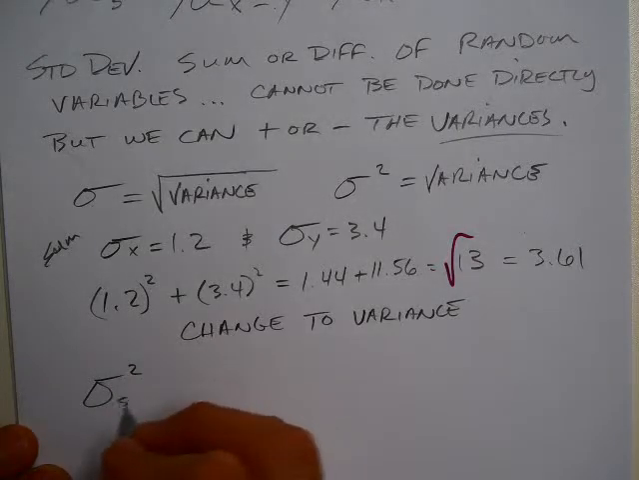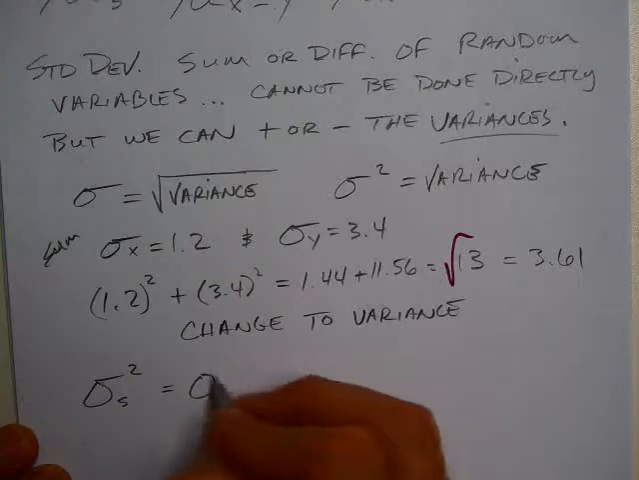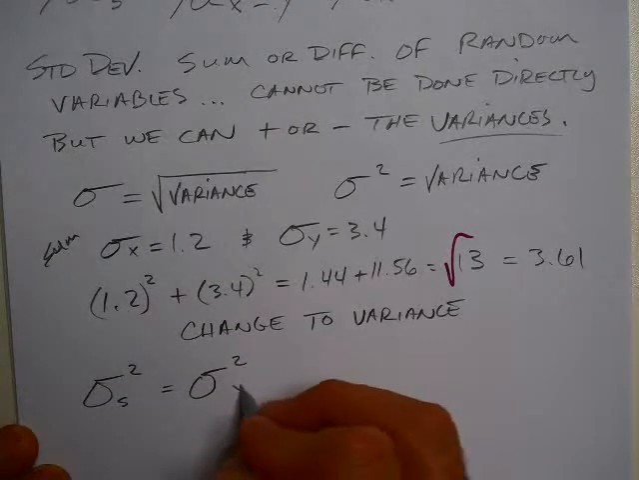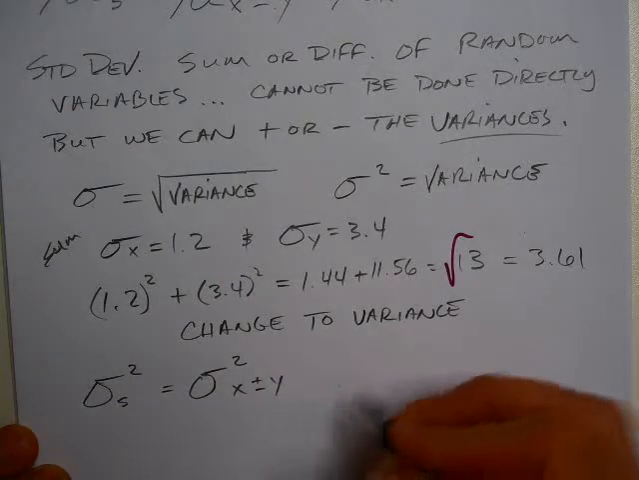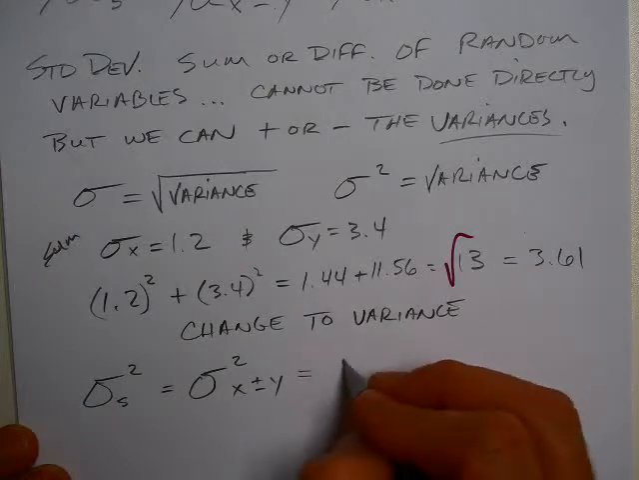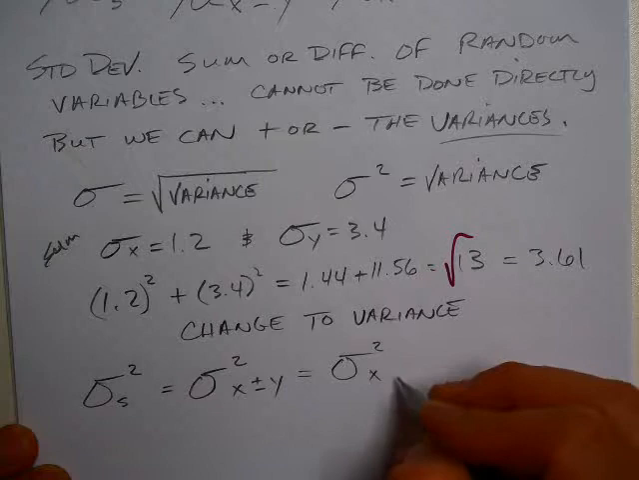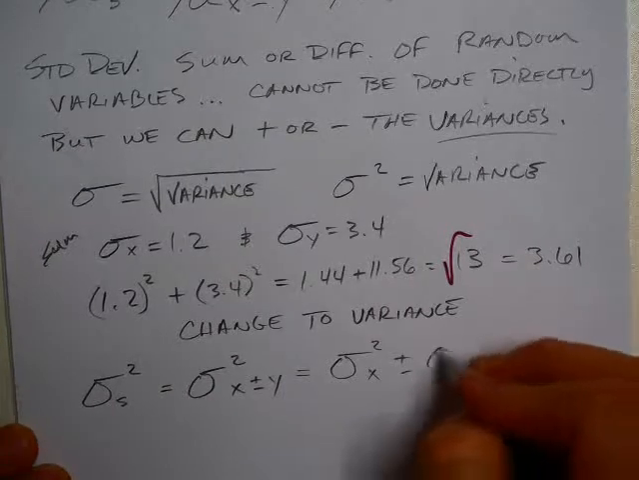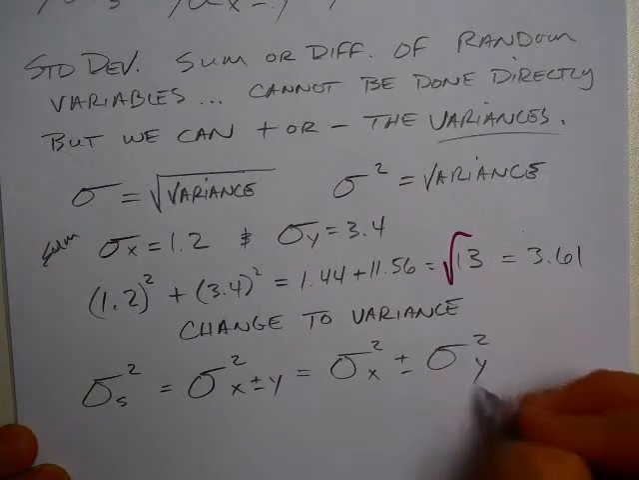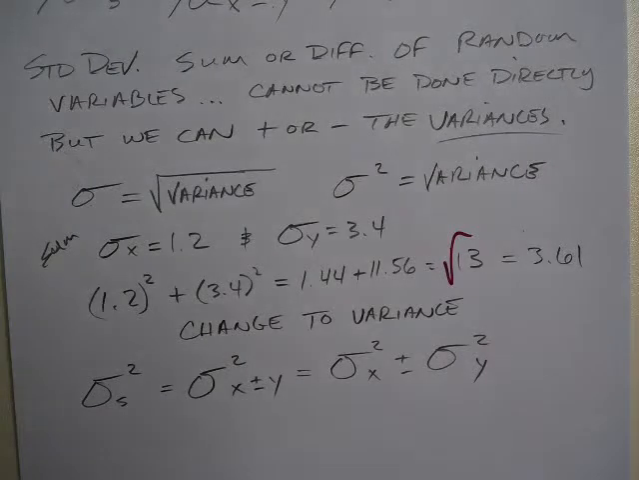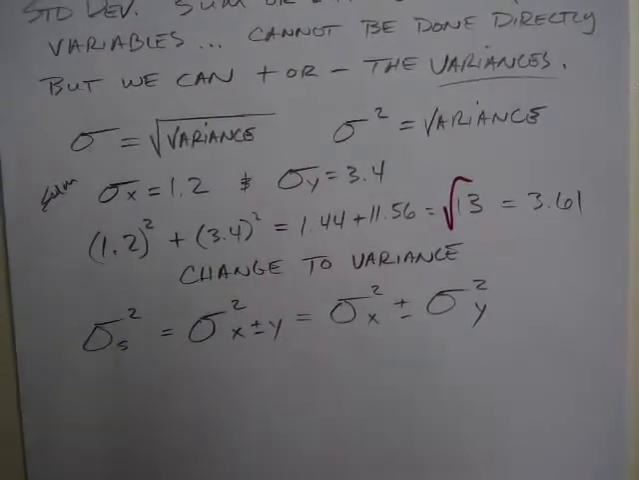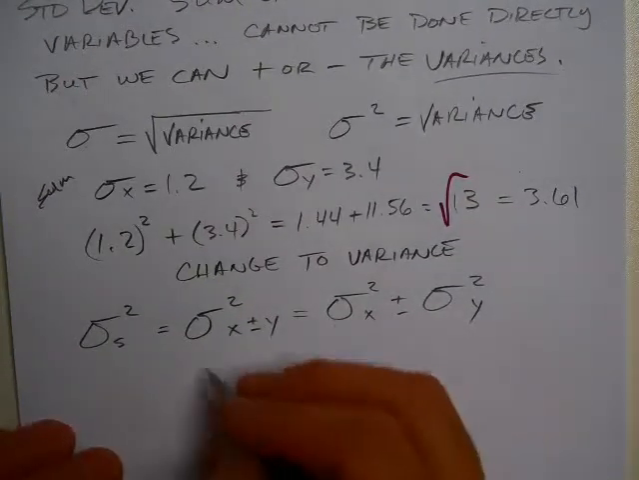Sigma squared s equals sigma squared x plus or minus y equals sigma squared x plus or minus sigma squared y. And then we have to change it back to standard deviation by taking the square root of that answer.